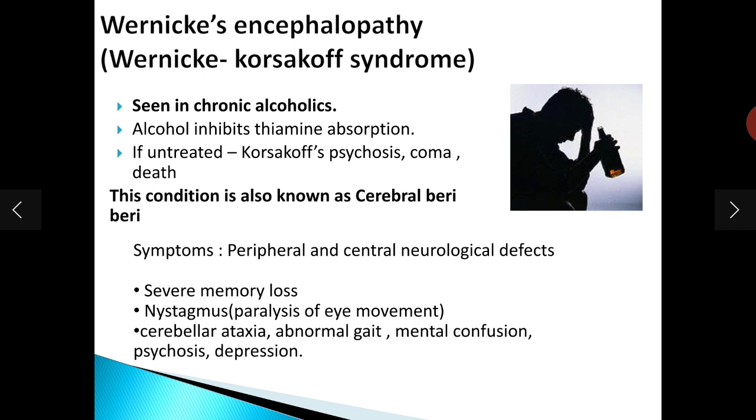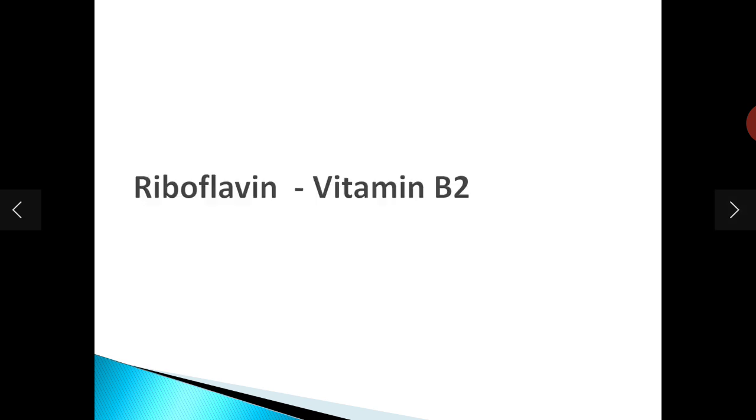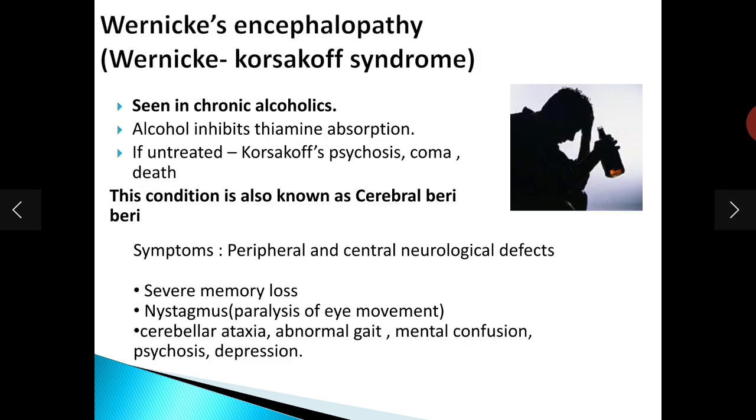The symptoms are mainly peripheral and central neurological defects that you can see. Severe memory loss will be there, nystagmus, that is paralysis of eye movement, cerebellar ataxia, abnormal gait, mental confusion, psychosis and depression. So these are the deficiency manifestations of thiamine or vitamin B1.